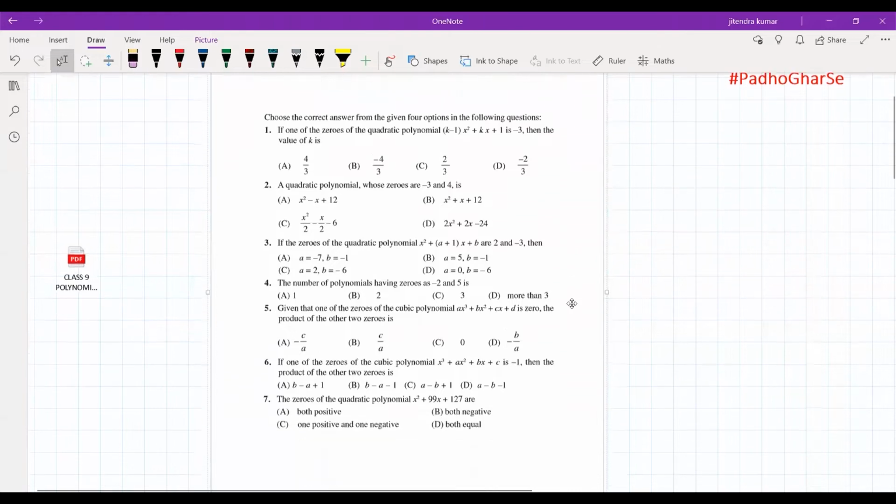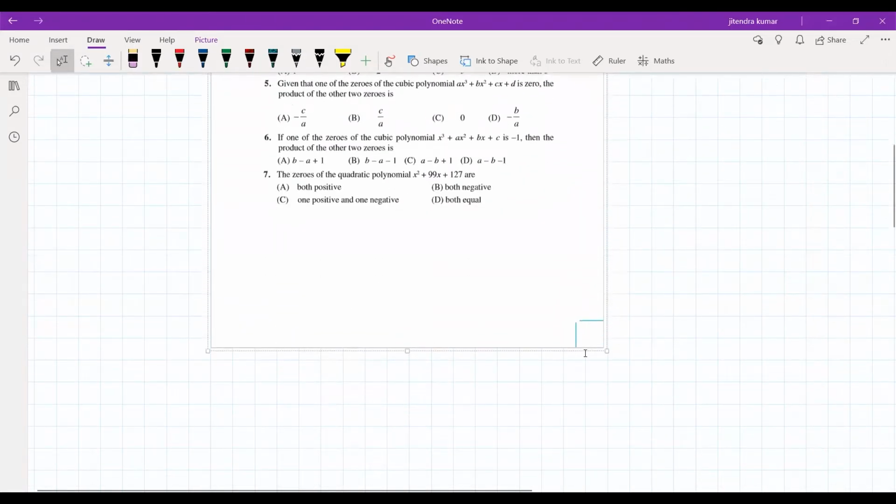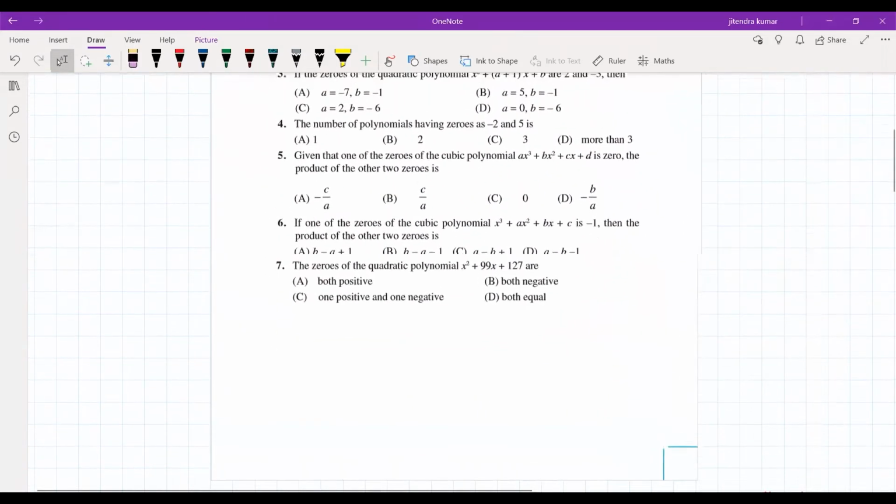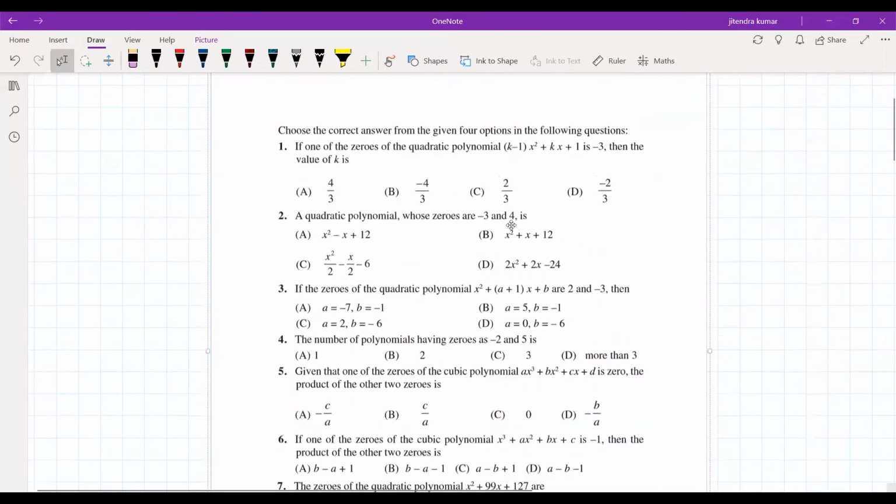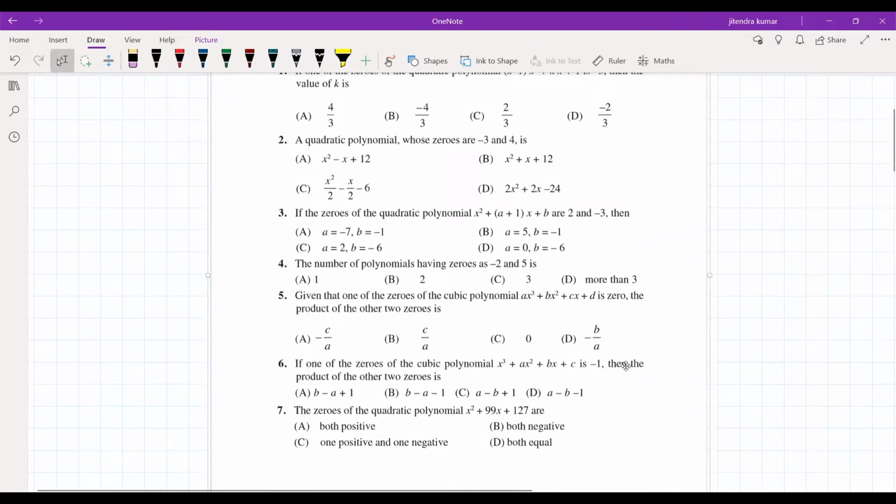So this was the assignment here. First one is done. First one saying that if one of the zeros of this, okay, talking about the zeros. Your first one I got. Okay, second one. Second done. Third one. Yes. Fourth. No. 4, 5, 6, and 7 I didn't get.